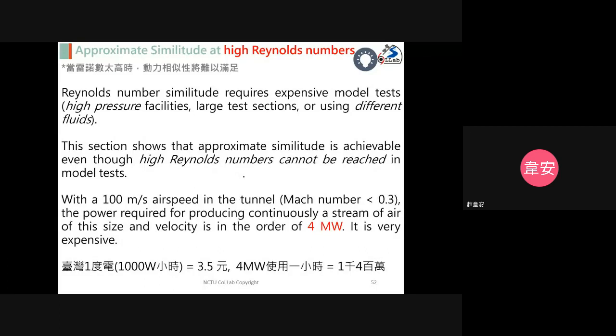One difficulty arising here is that Reynolds number similitude requires very expensive model testing, because usually the environmental conditions require higher pressures, a large scale, or different fluids. The bottom sentence shows one example. As we taught on the previous slide, if we satisfy equal Reynolds numbers, then we will have very high airspeed velocities.